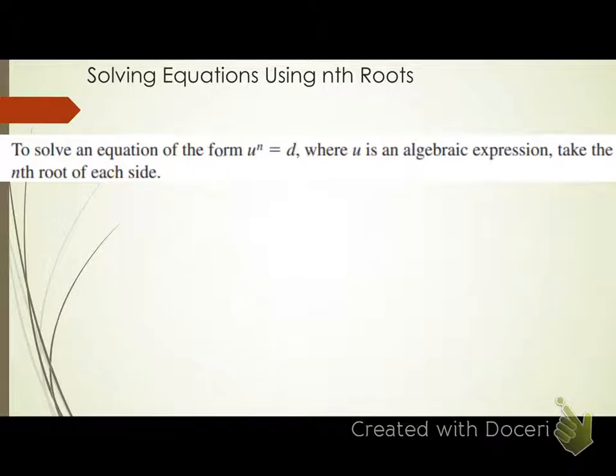Solving equations using nth roots. To solve an equation of the form u to the nth power equals d, where u is an algebraic expression, take the nth root of each side. So if I have x to the 10th power, to get rid of that exponent of 10, I would take the 10th root of both sides. Whatever your n value is, your index, or your exponent, that's going to be your index on the root that you take to get rid of it.